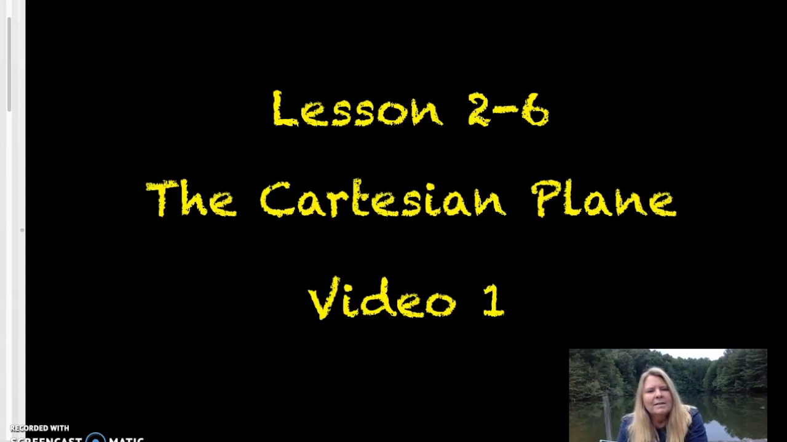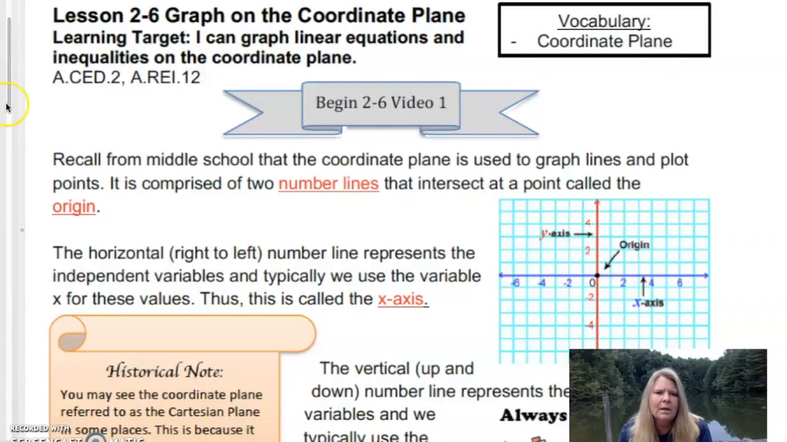Guys, today we're going to look at lesson 2.6, graphing on the coordinate plane, and we're going to begin lesson 1, video 1, just reviewing the Cartesian plane. So let's go up here and let me switch slides here. Okay, so the learning target for today is that you're going to graph linear equations and inequalities on the coordinate plane.